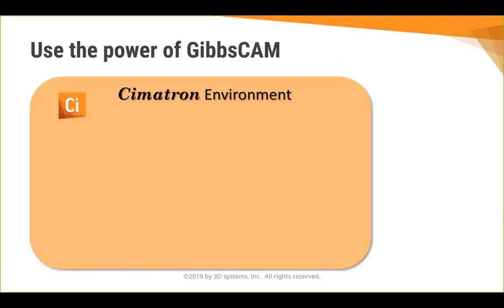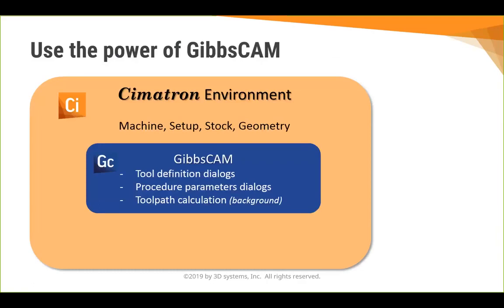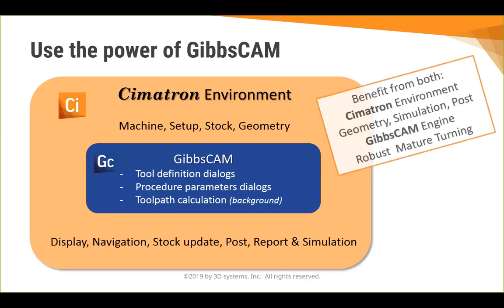So how is this done? We use a Cimatron environment for the machine definition, the setup, the stock, and the geometry. We use two dialogues from Gipscam for the tool definition and for the procedure parameters. And the engine is also used in the background for the toolpath calculation. Once the toolpath is calculated, it can be viewed in Cimatron using the navigator and the machine simulation, and it can be output using the GPP2 post engine. This way, we benefit from both the Cimatron environment for geometry, simulation and post, and the Gipscam engine for a robust and mature turning solution.